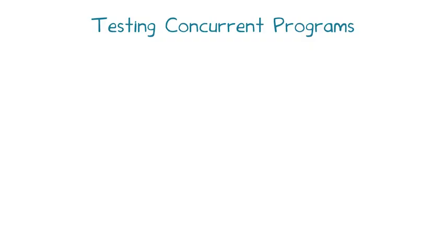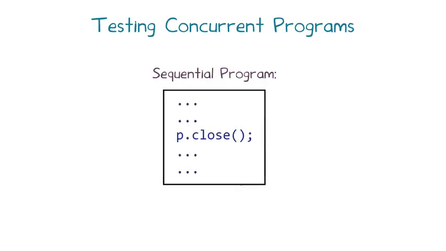In a sequential program, a bug is triggered under a specific program input, and testing sequential programs is primarily concerned with techniques to discover such an input. For instance, consider the following sequential Java program that takes as input a file handle p and calls function p.close.